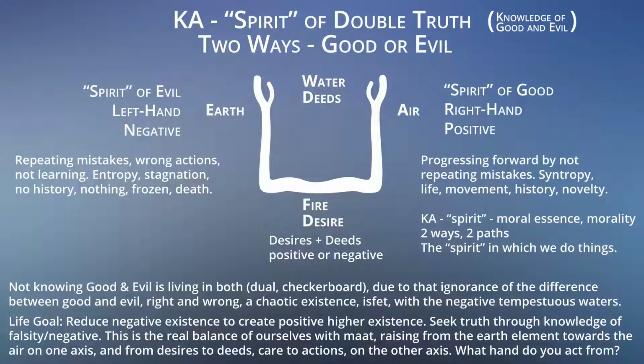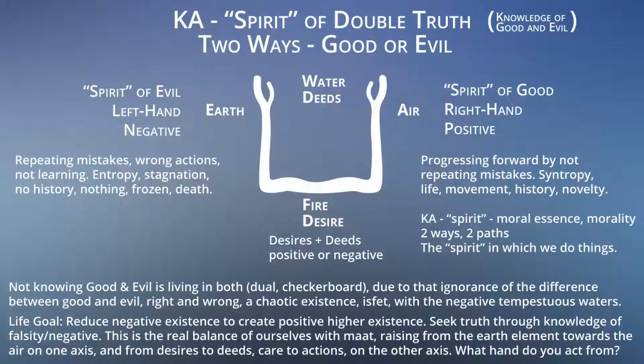The positive on the right to the air, or the negative on the left towards the earth. So not knowing good and evil is living in both. Dual, checkerboard. Due to that ignorance of the difference between good and evil, right and wrong, a chaotic existence is fed with the negative waters of tempest. So in a lot of symbolism, you have tempests, and then overcoming a tempest and the storm. Well, it's not just water in terms of just your deeds and actions. That's a tempest and storm in terms of the negative deeds.